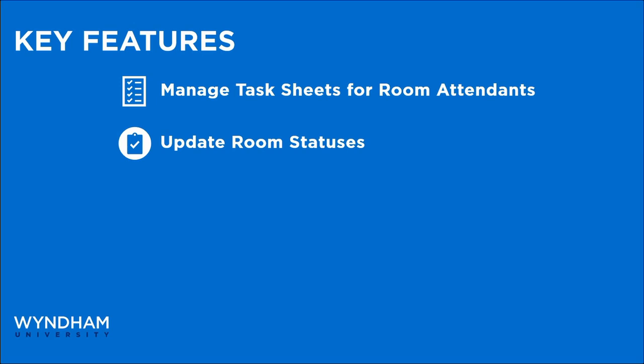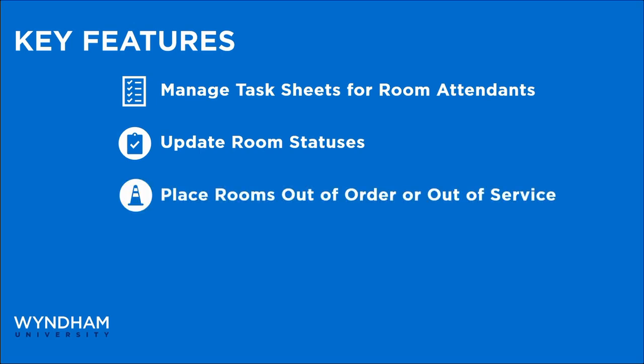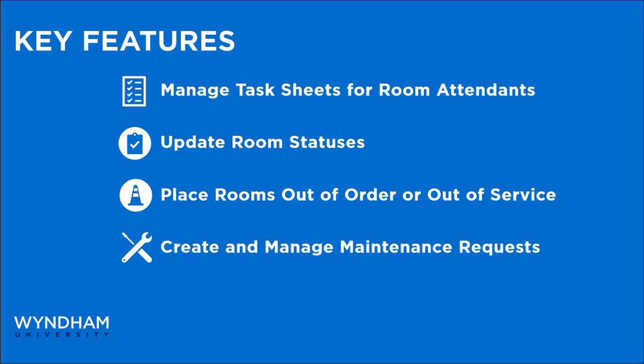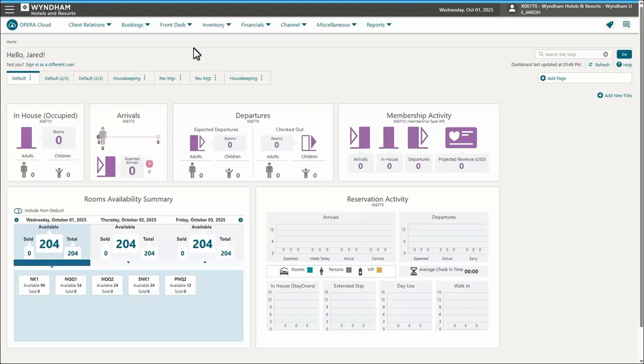As soon as a room is marked as clean or inspected, it becomes available for guests to check in immediately. You can also place rooms out of order or out of service and create and manage maintenance requests. For hotels offering purchasable items like minibar snacks, you can use Post-it to charge those items directly to the guest's account.